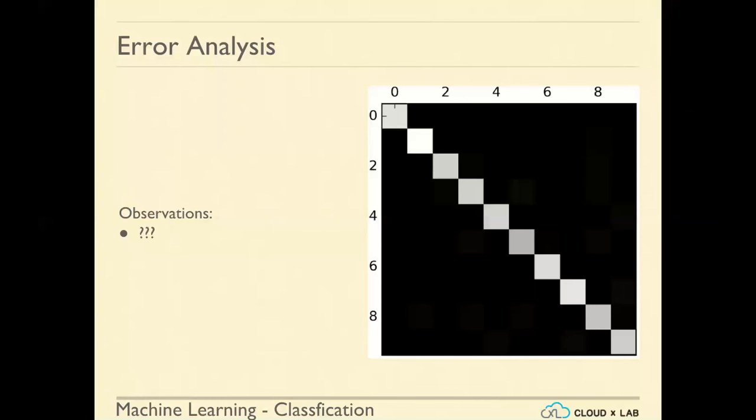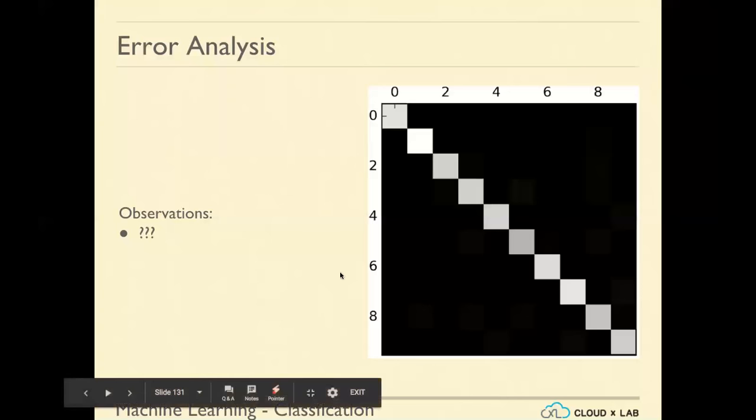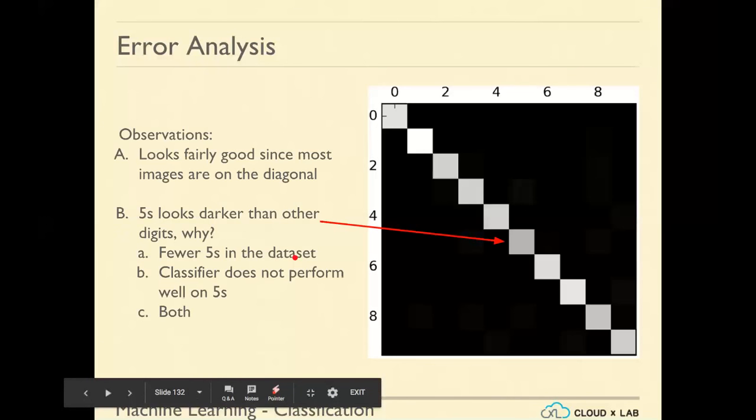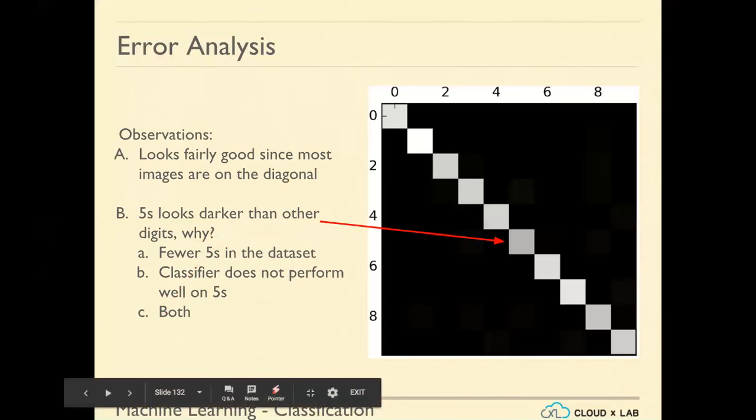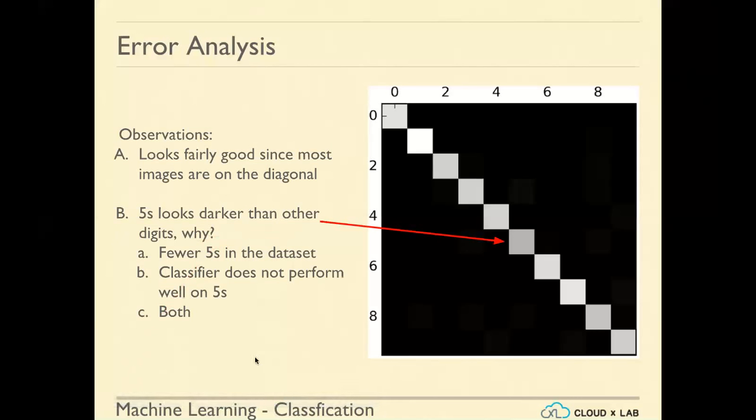Any other observations you have? Okay, 8 and 9 both are kind of mixed. So here you can see that 5 is looking darker than the other digits. 5 is looking darker than the other images. Do you see that? Do you realize that 5 is darker?